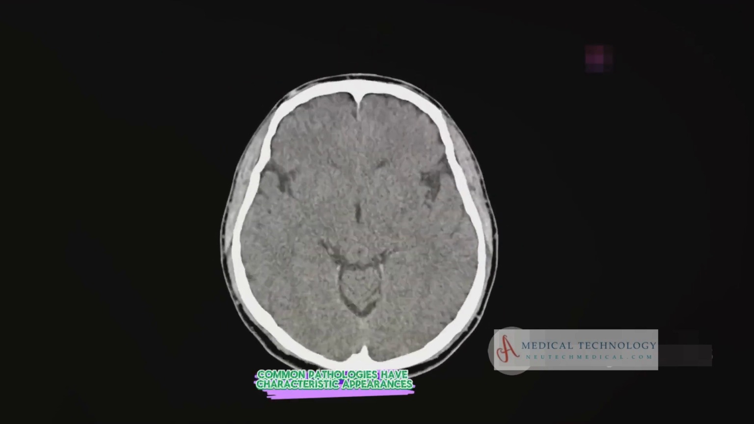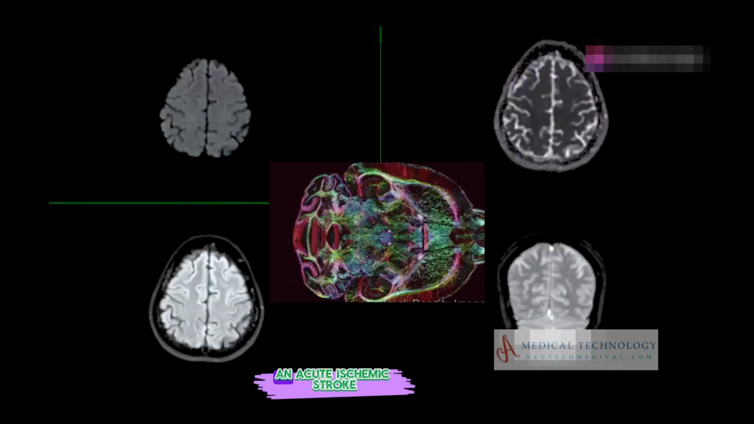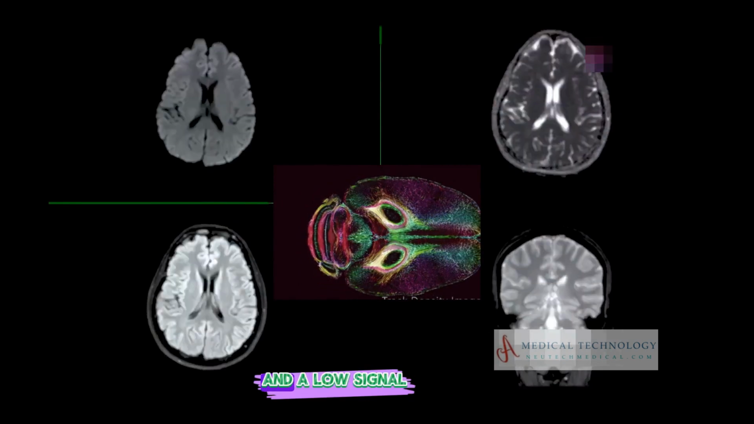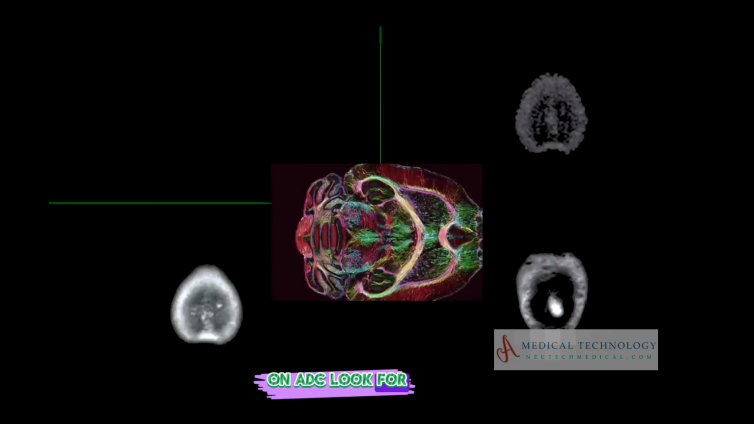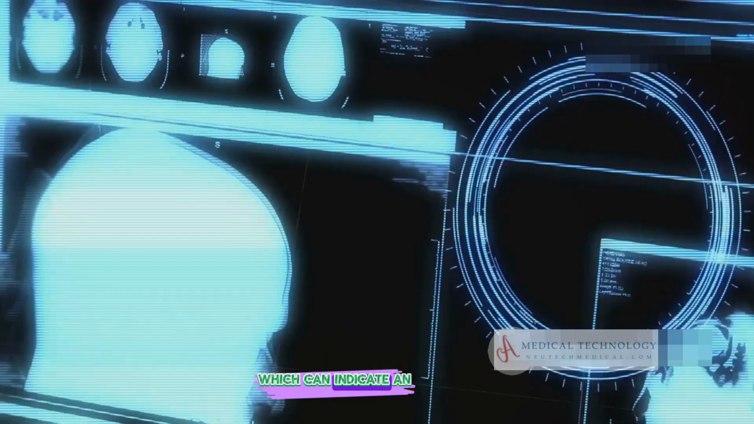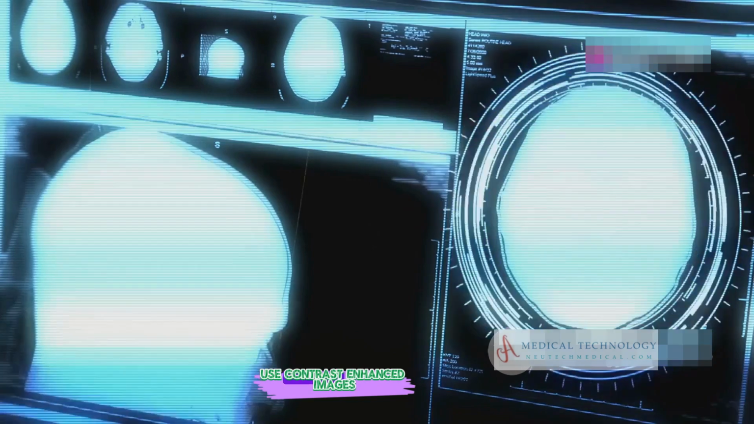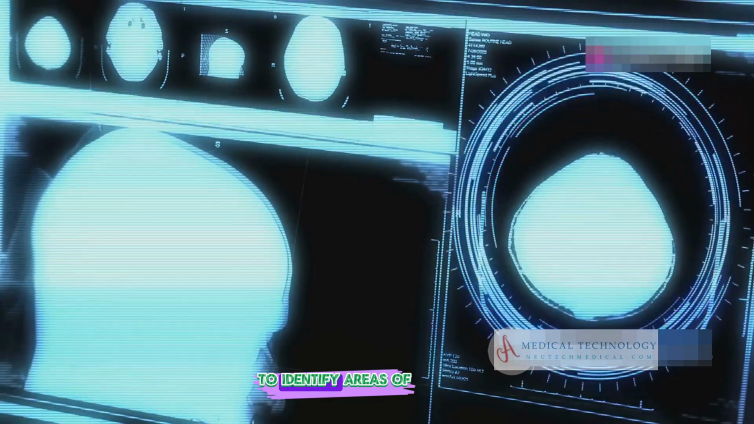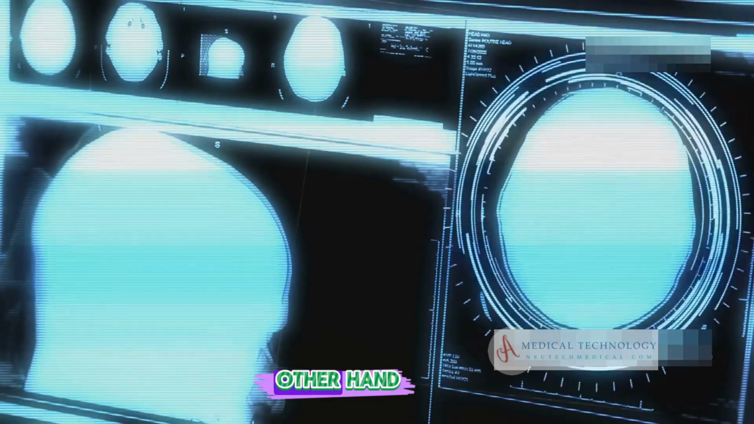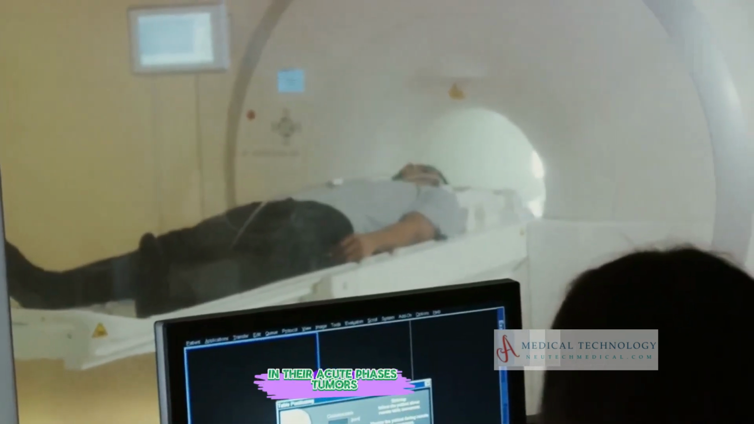Common pathologies have characteristic appearances on MRIs. For example, an acute ischemic stroke shows a high signal on DWI and a low signal on ADC. Look for mass effect. Check for displacement of brain structures, which can indicate an underlying lesion. Assess for enhancement patterns. Use contrast-enhanced images to identify areas of abnormal enhancement. Hemorrhagic strokes, on the other hand, have a high signal on both T1 and T2 in their acute phases.